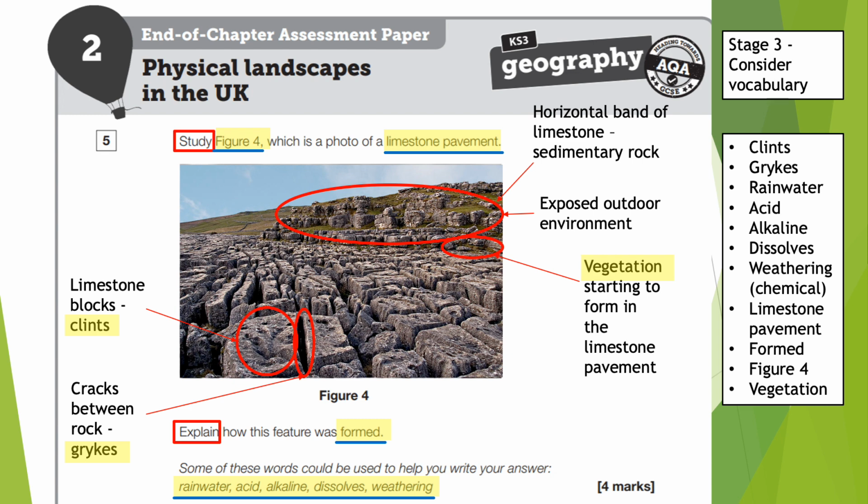Having identified the key geographic vocabulary associated with this question, as you can see on the list on the right-hand side of the slide, I now know the sorts of words that I should try to include in my exam answer to achieve those top marks.